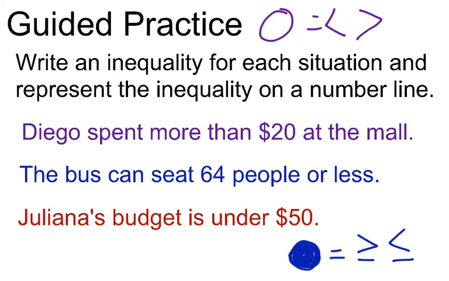So your first scenario, Diego spent more than $20 at the mall. The bus can seat 64 people or less. And Juliana's budget is under $50. Go ahead and take a minute to pause and try these out on your own.